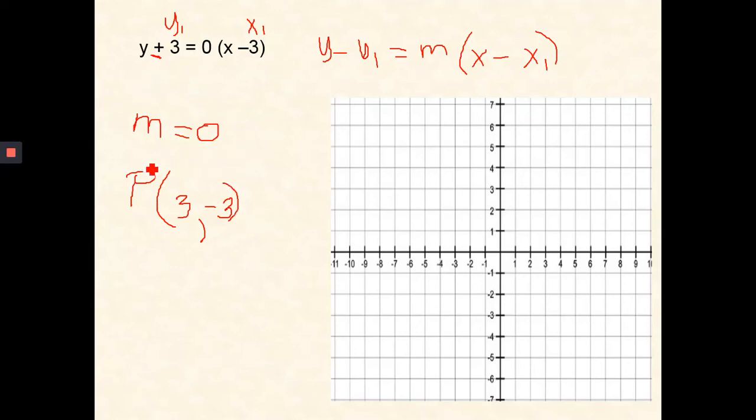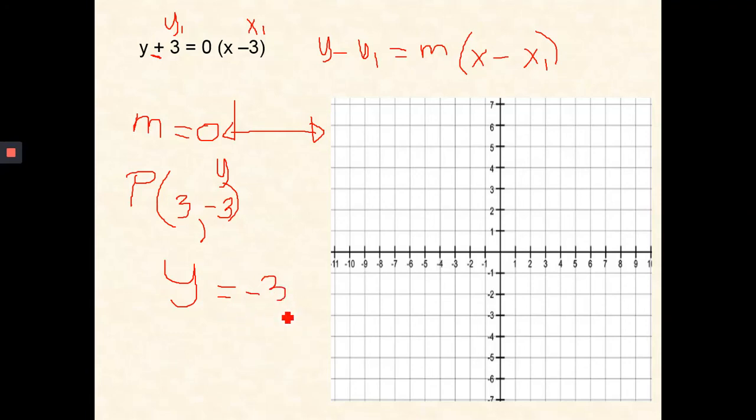Take a look on this one. Your slope is 0. What does it mean when we say your slope is 0? What is the expected line? The expected line is a horizontal line. Okay? So, if it is horizontal line, what will be your equation? Your equation should just have your y. Y equals whatever will be the value of your y. That is equal to negative 3.